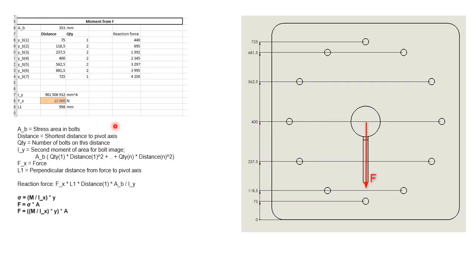I'll just set up a little description of what it is. Down here you can see it very easily. The reaction forces here are calculated this way. Force is moment divided by second moment of area, multiplied with the distance again up here, and multiplied with the area or the stress area. And that is giving me the reaction forces here due to this force.